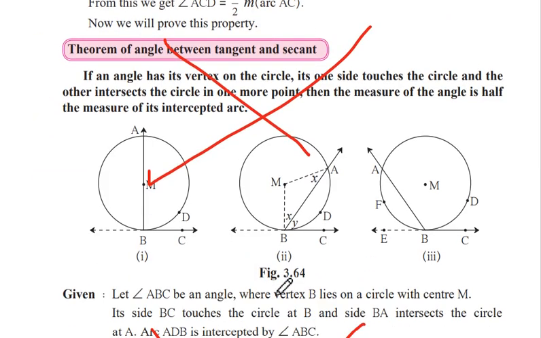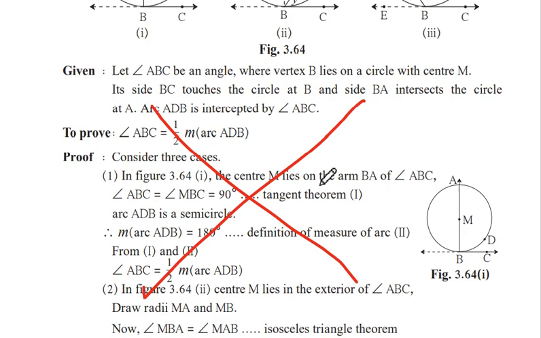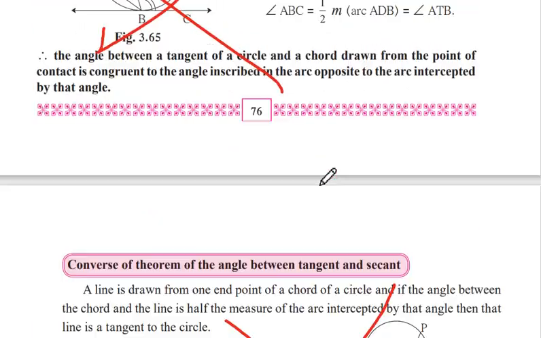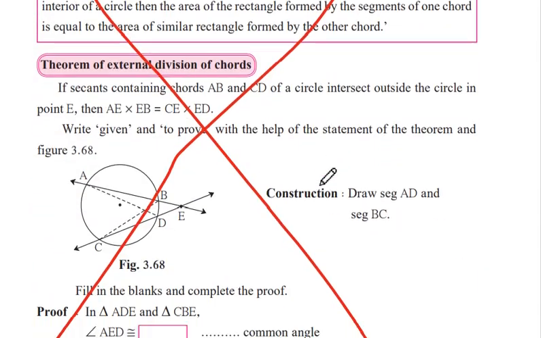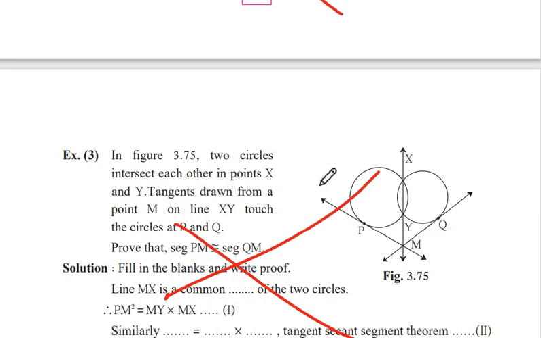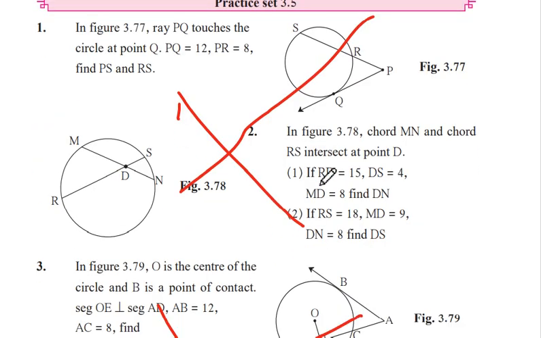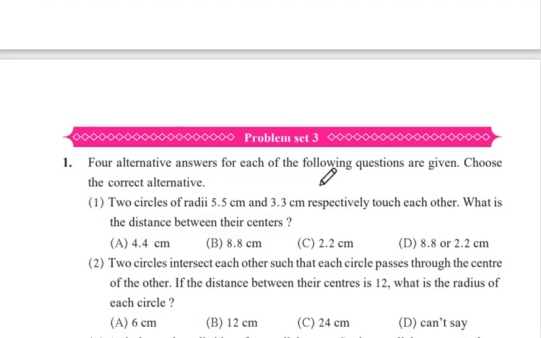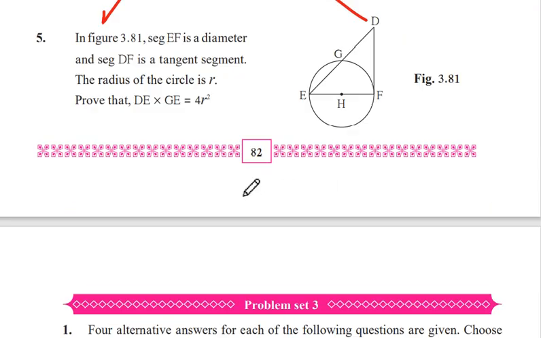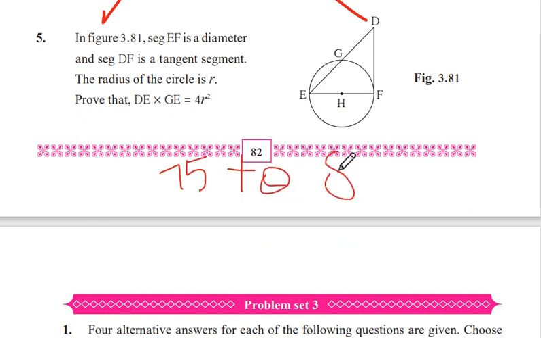In Circle, page number 75, the theorem of angles between tangent and secant, the tangent secant theorem. So page numbers 75, 76, 77, 78, 79, 80, 81 and 82. Page number 75 to page number 82 is reduced. There is nothing to come.